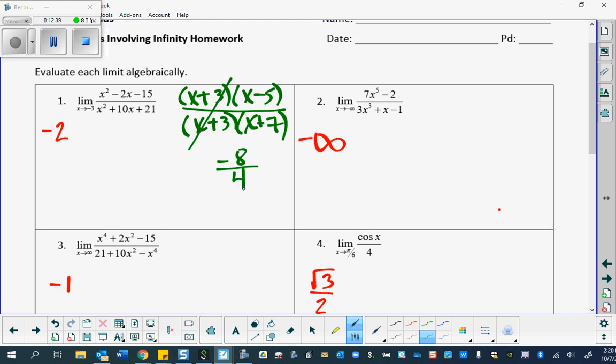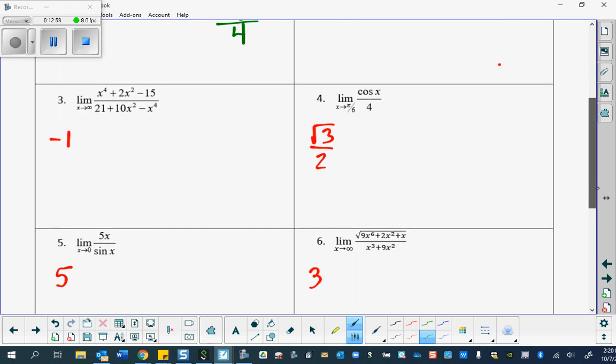All right. Because I have a higher power in my numerator than my denominator, we're going to say that as x approaches -infinity, so does my function. 3 and 4.